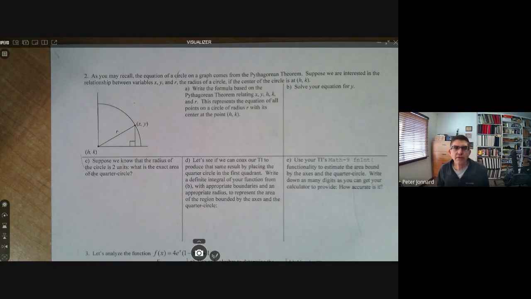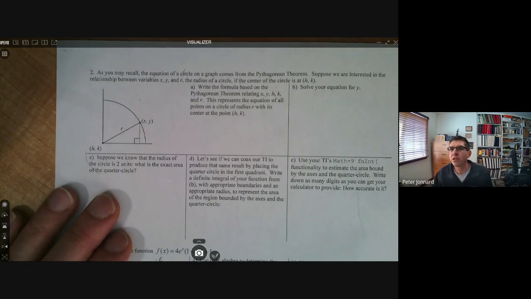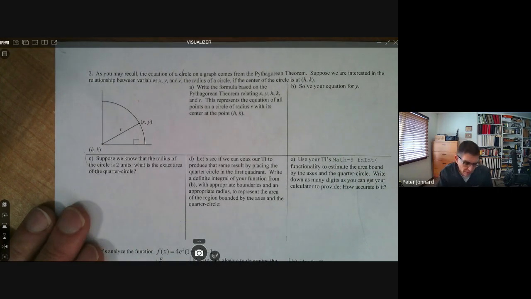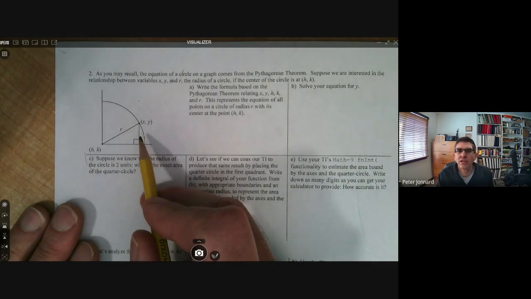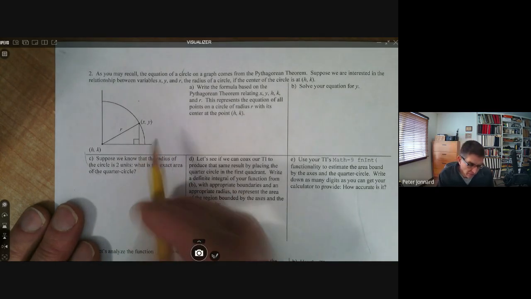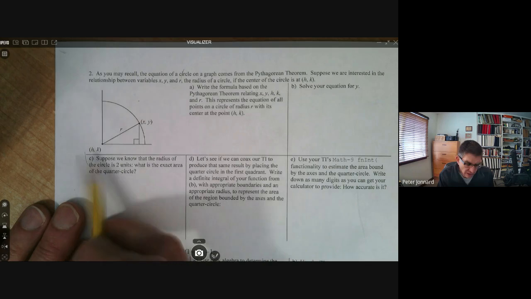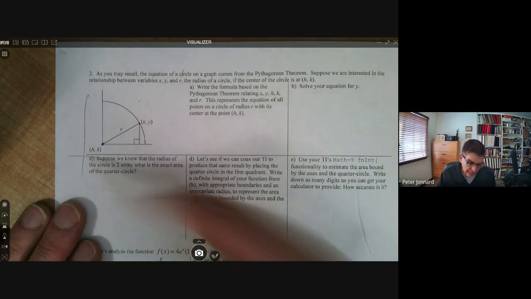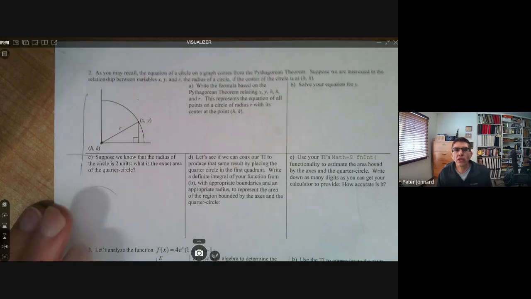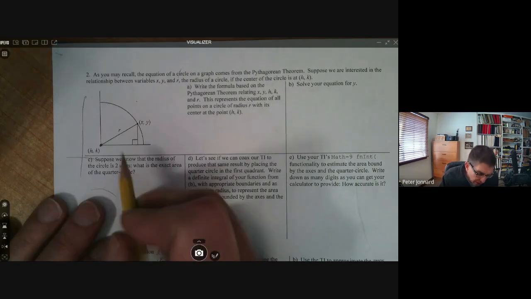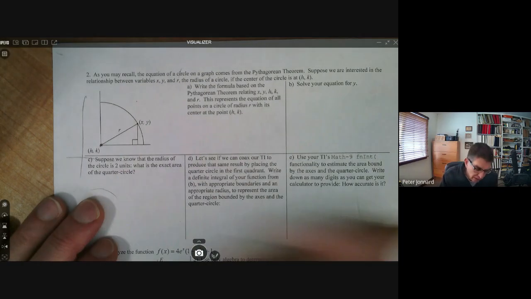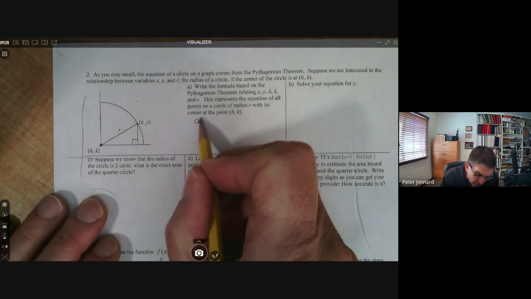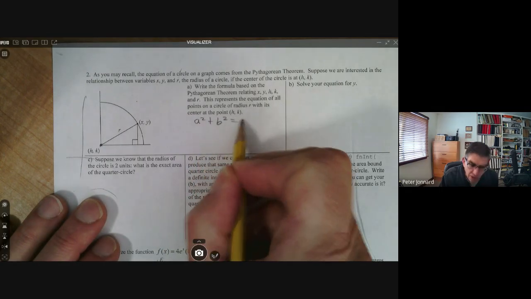Okay, all right, as you may recall, the equation of a circle on a graph comes from the Pythagorean theorem. Suppose we're interested in the relationship between variables x, y, the radius of the circle, if the center of the circle is at h comma k. So this is not my x and y axes here, you guys. This is the point h comma k somewhere on the axes. And I know that the formula for the equation of a circle comes from the Pythagorean theorem. It basically says a squared plus b squared equals c squared.